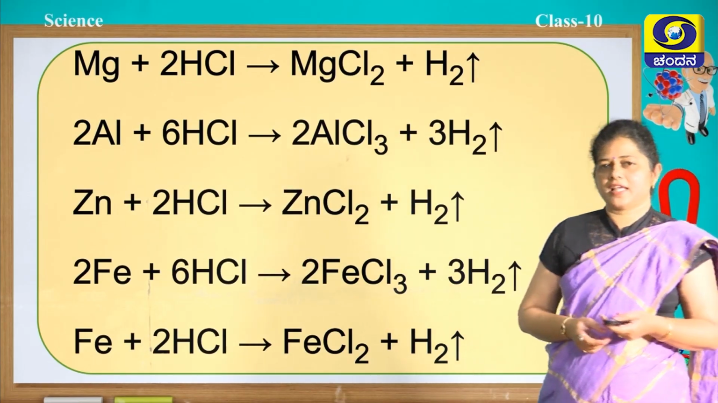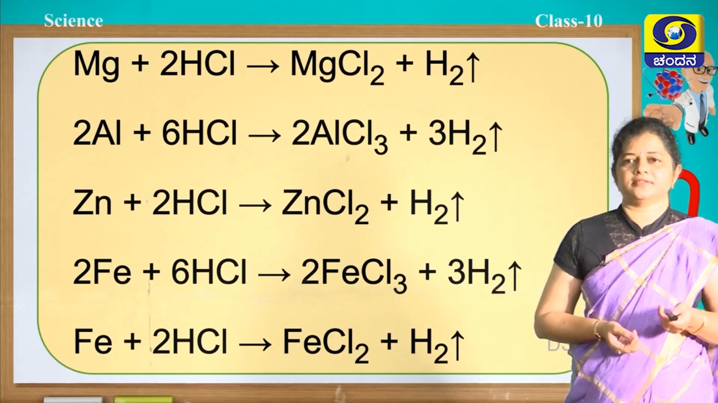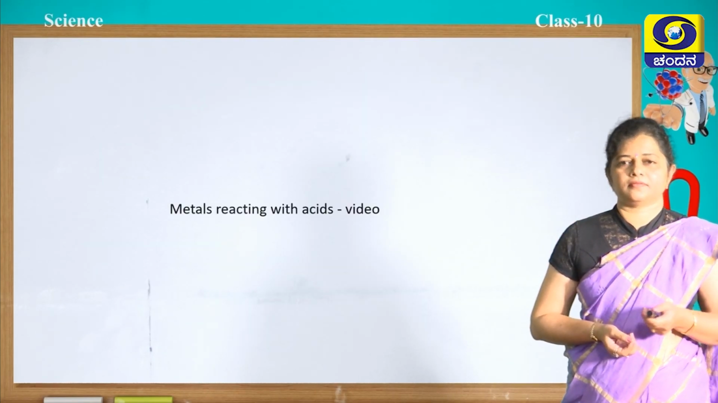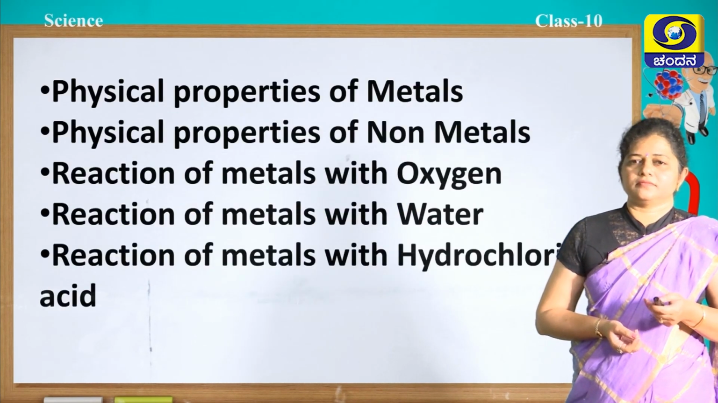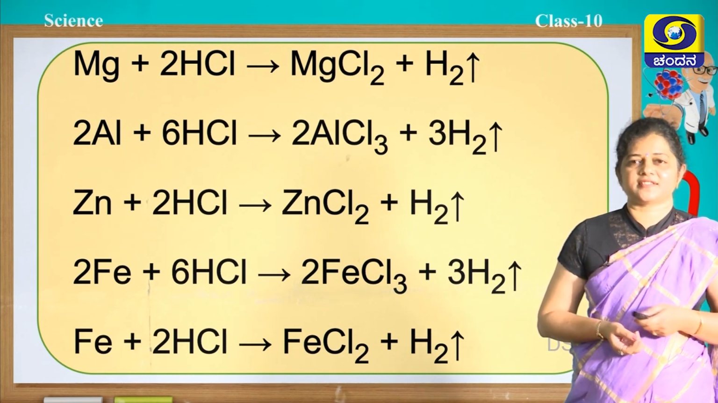Now, you can see the reactions over here. Magnesium reacts with hydrochloric acid to form magnesium chloride, aluminium forms aluminium chloride, zinc forms zinc chloride, and iron forms iron chloride. Iron forms two chlorides, one is ferric chloride and another one is ferrous chloride. All the same, in all the reactions, hydrogen gas is liberated, or the metal displaces hydrogen from the acid. Now, let's see how the metals react with acids.